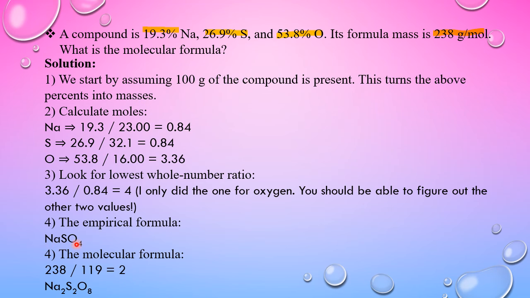Now molecular formula is equal to the integral number multiplied by the empirical formula. So what we are going to do is 2 multiplied by NaSO4. So Na was 1 earlier, now it becomes 2. Similarly S becomes 2.